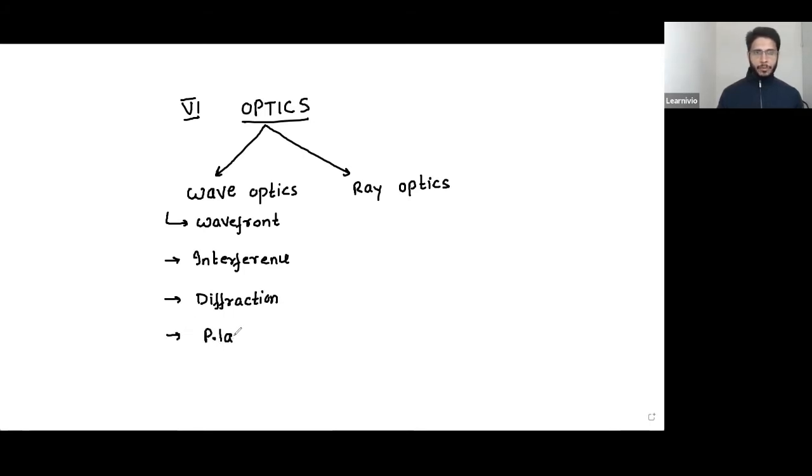There's one more topic which is polarization and Doppler's effect. This is book 2 of NCERT. This year, polarization is removed, so it's not a part of the syllabus for this year, neither is Doppler's effect. But these three are part of the syllabus: wavefront, interference, and diffraction. First, we will do wave optics, then we will come to ray optics.